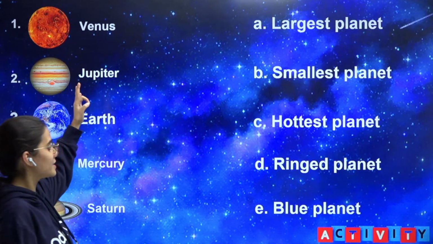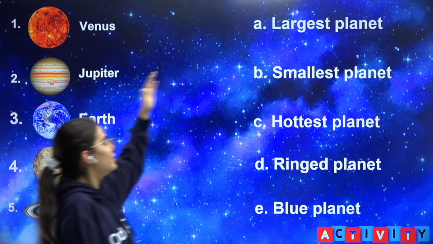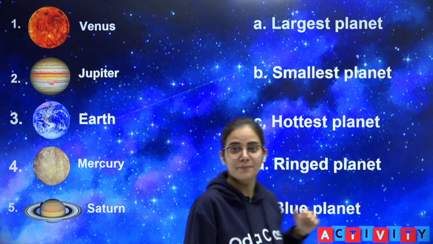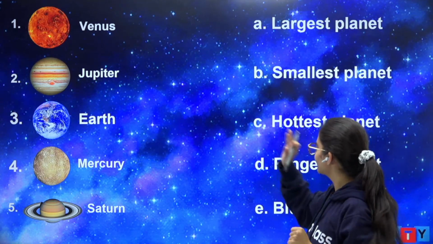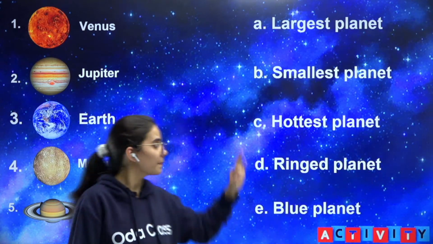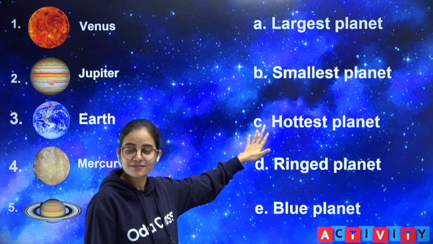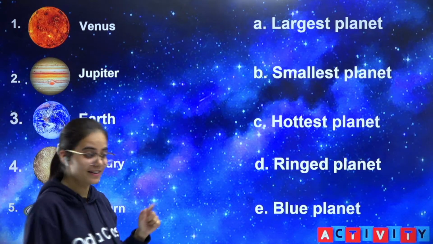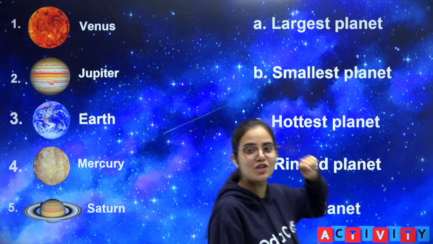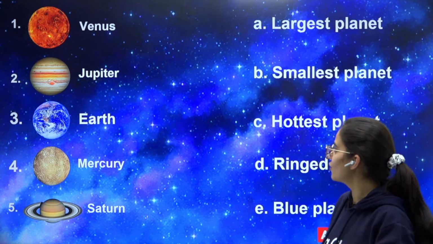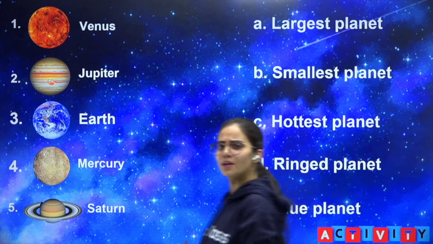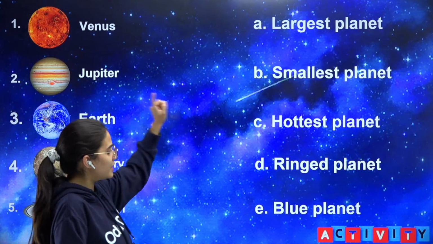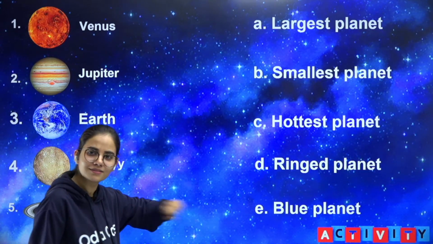We'll start with Venus. Can you tell me, Venus, you're going to match with which characteristic, which feature? So, yes, that's right. Venus is the hottest planet. What about Jupiter? Oh, we learned it recently, right? So we are going to match it with the largest planet, of course. What about our home? What about planet Earth? Oh, that's right. Planet Earth is the blue planet, right?